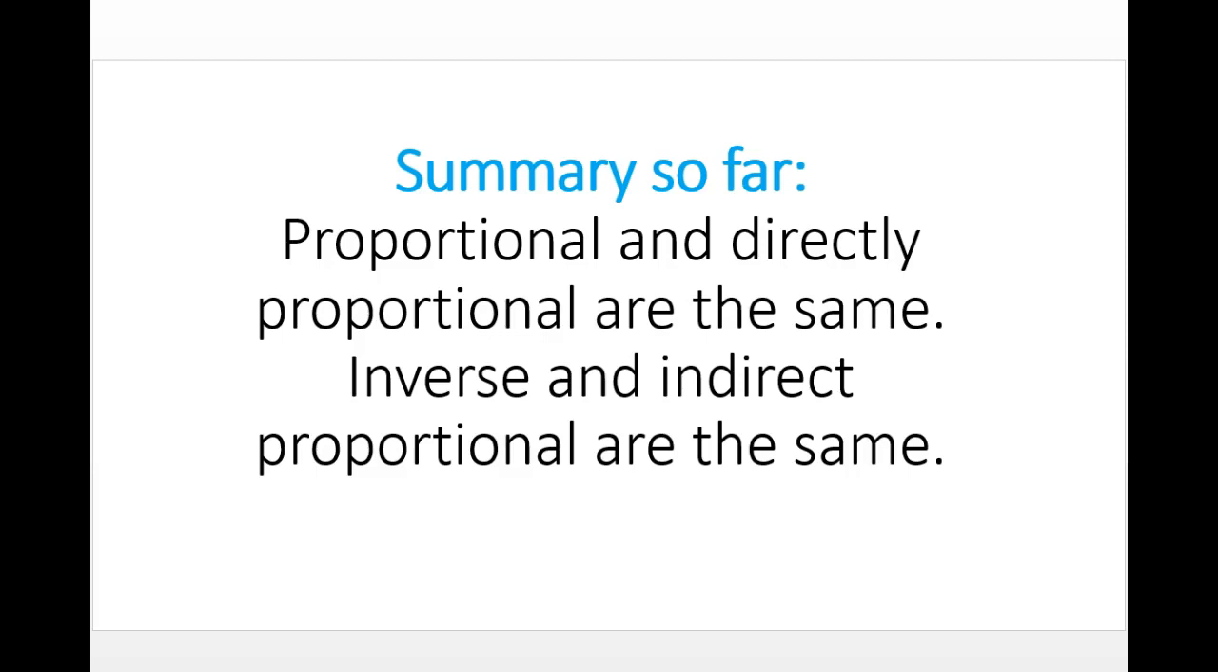Okay, this is a summary of some of the videos that we have done before about proportionality in physical science. We have discussed that proportional and direct proportional are the same thing. Inverse and indirect proportion are also the same thing. Sometimes you will see variation, direct variation and indirect variation.